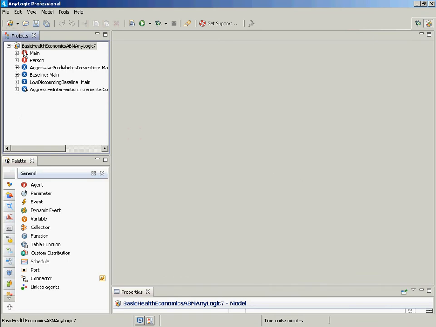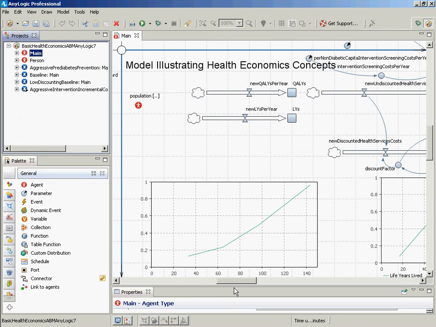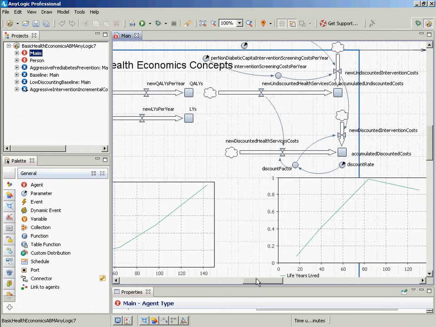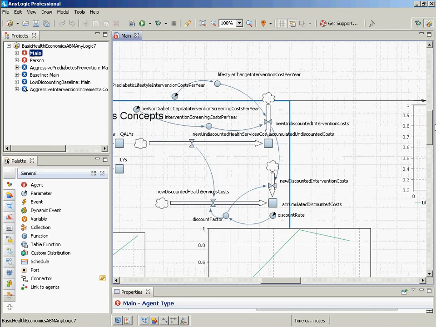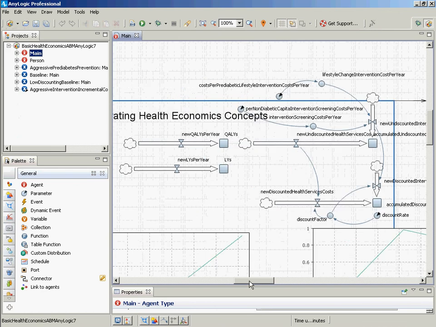So here, let's take a look at what we have. Here you see a model that in some senses is familiar to you, but they may be hitched up in a slightly different way. Here we have stocks and flows within Main, and these stocks and flows are accumulating quantities of interest in health economics: quality-adjusted life years, life years lived, quality-adjusted life years lived for the population, accumulated undiscounted costs, accumulated discounted costs.